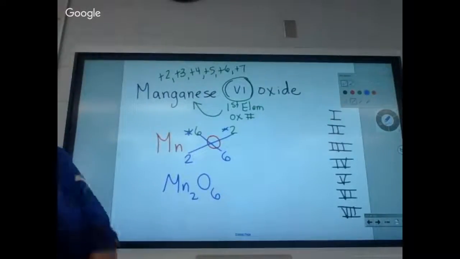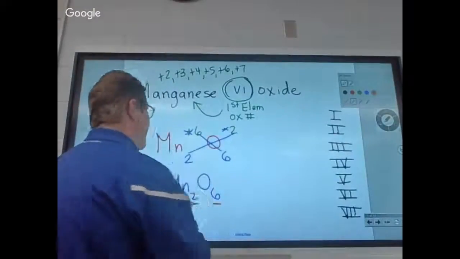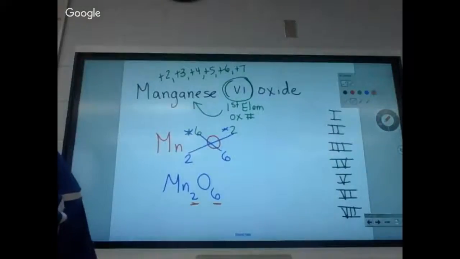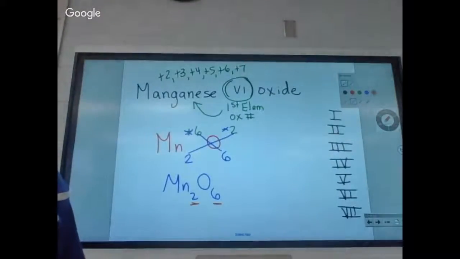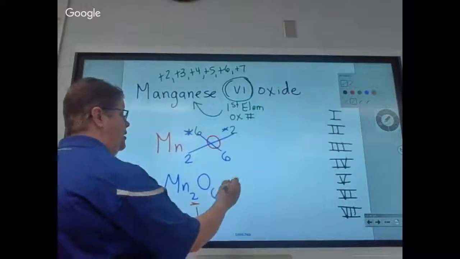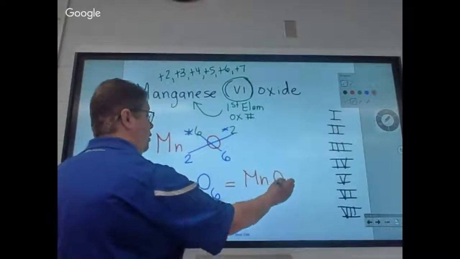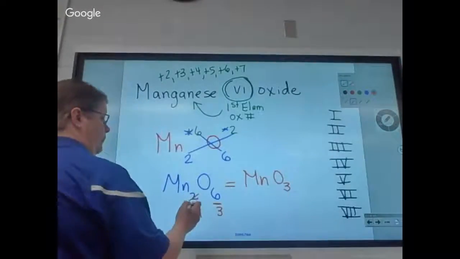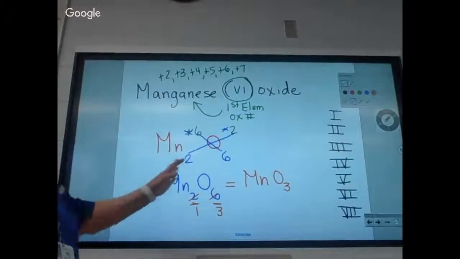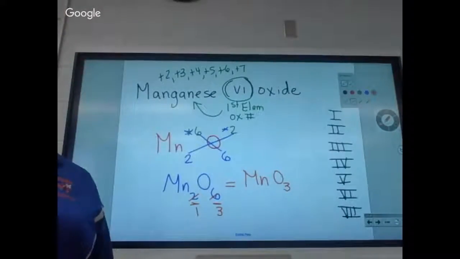Now, this time, what can you tell me about my numbers? We can reduce. So this time we have to reduce. Just like in math class, what could a 2 and a 6 reduce into? They can both be divided by 2, right? So this can become a 1 and this can become a 3. So I'm going to reduce that into MnO3. Now, if you forget to reduce, it's the only thing I will give you partial credit on.